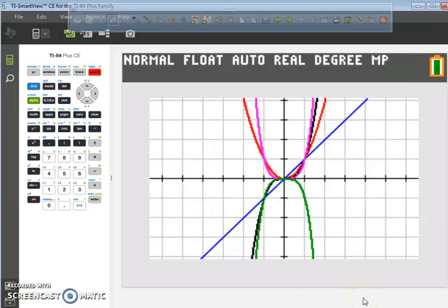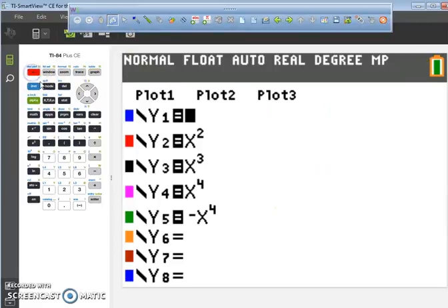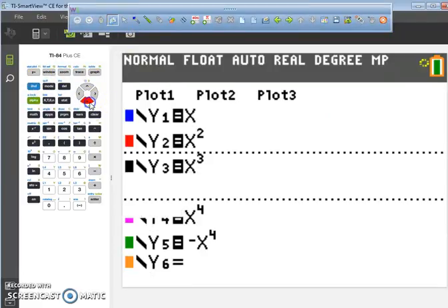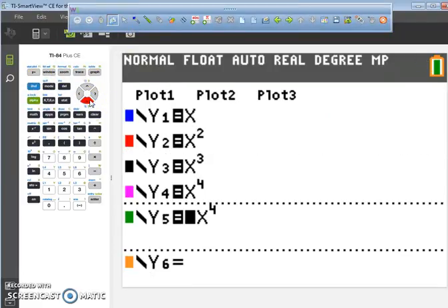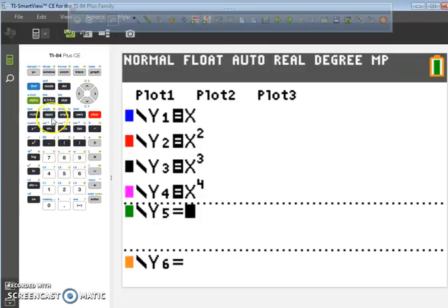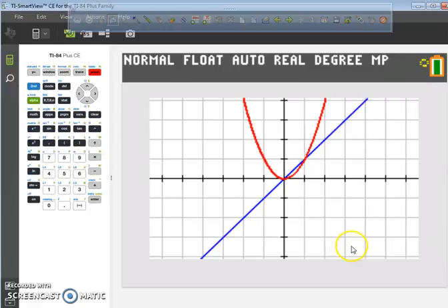You'll notice it just goes from what? It goes from opening up to what? Opening down. Yeah, y to the fifth looks very similar to what? Yeah, so we're going to clear this out and we'll put x to the power of 5. X to the power of 5. Okay, graph. And it should be the green one right there.